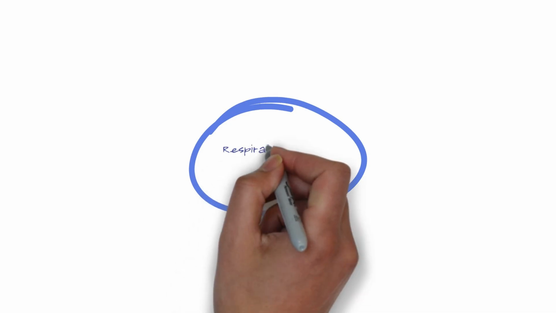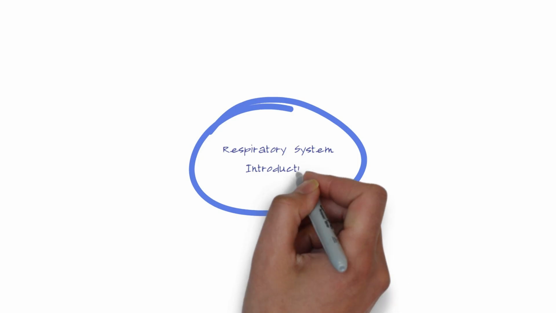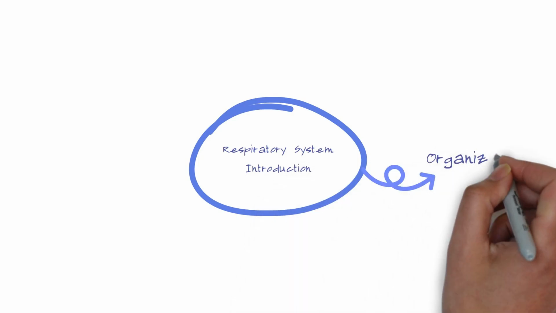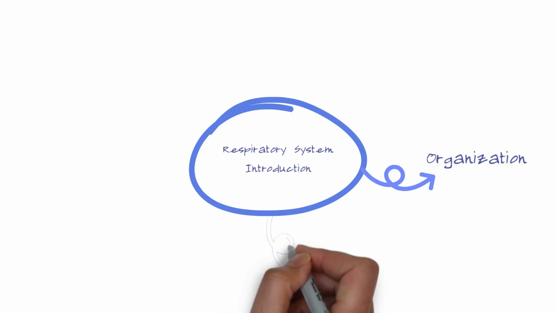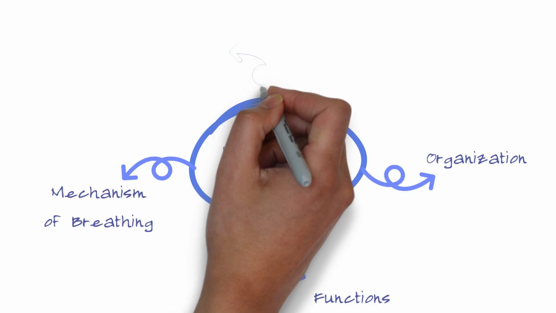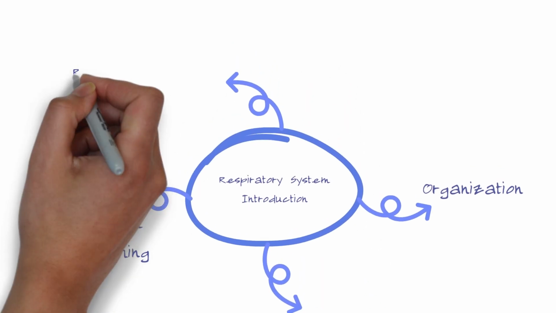Today we will start exploring the most important system, which is the respiratory system. We will begin with a simple, clear introduction. In this video, we are going to talk about the organization of the respiratory system, the main function, the mechanism of breathing, and the basic respiratory mechanics. Let's start with the organization of the respiratory system.